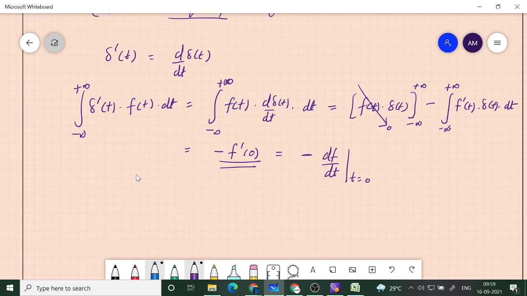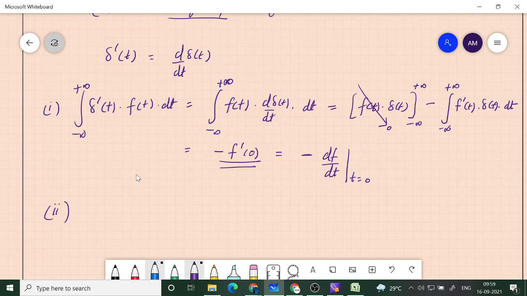So the derivative of an impulse function, when you multiply it with an ordinary function and then integrate, what is going to happen is it will sample the derivative of the function that you are multiplying. Okay, so this I can say is part A of the result.